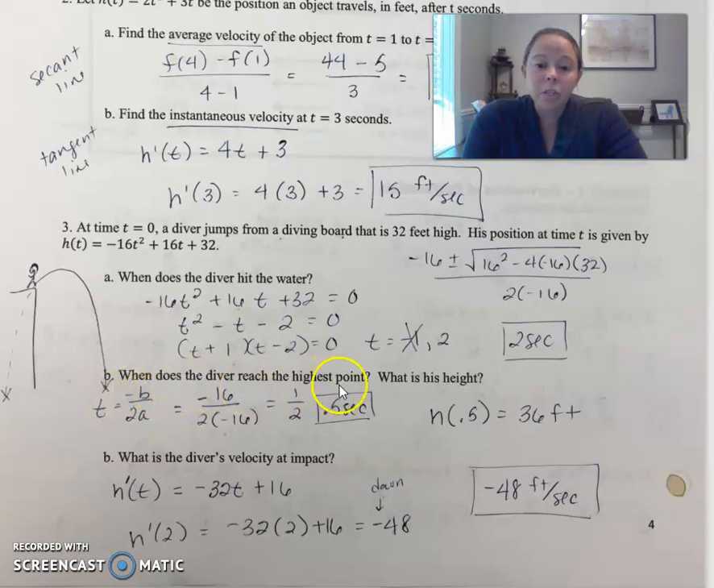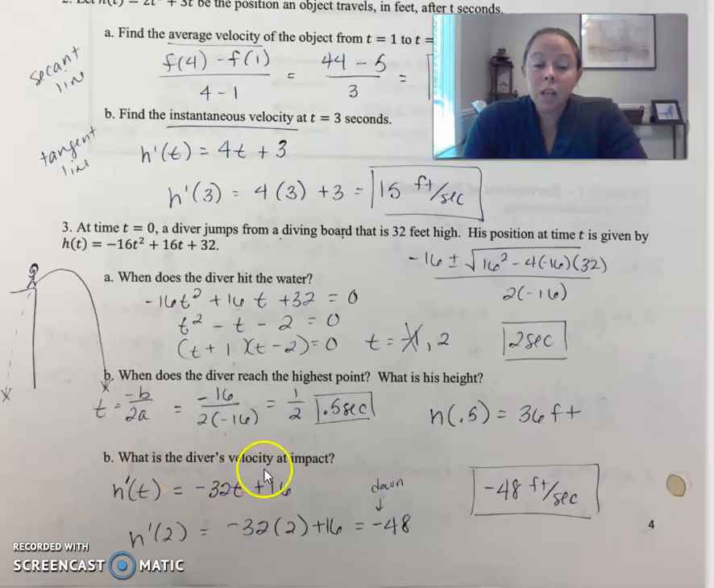When does the diver reach the highest point? Okay, well, you have that lovely -b over 2a formula. So you can -b, -16 over 2 times a. That gives you the time. Then you'll need to plug that back into your function to get the actual height. So at 0.5 is when that diver reaches 36 feet. Again, we haven't done any calculus yet. But then here comes the calculus.